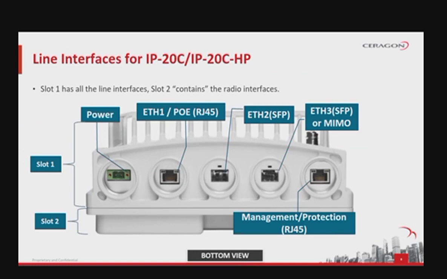Now, let's see what a bottom view of the node will reveal, from left to right. The power interface, for one single power input from -48 volts DC. Next, we have Ethernet interface 1, which can also power up the units with the power over Ethernet standard. Next in line, we have the second Ethernet interface, port 2, which is SFP type. Then, the Ethernet interface 3, which can also be ordered as data sharing in case you're using a MIMO setup. Finally, we have the management interface running over RJ45 interface.